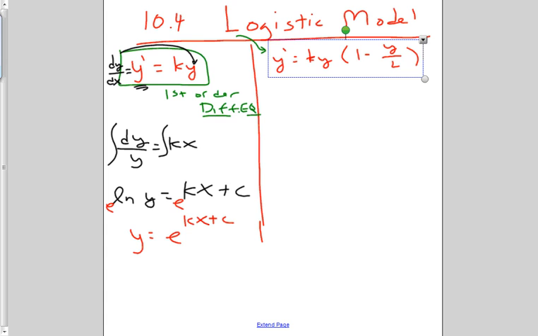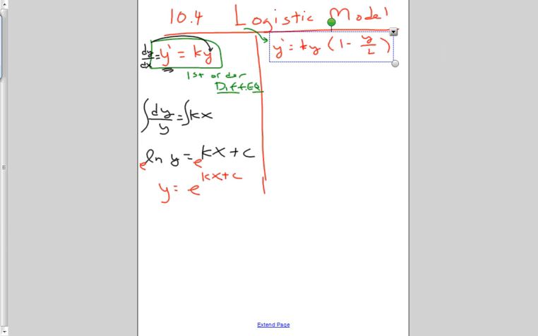Using what we know about exponents, we can write this as y equals e to the c times e to the kx. And now we're going to look at what this value is. Well, when x is 0, we're going to have our initial y amount. So when x is 0, y is our initial y amount.